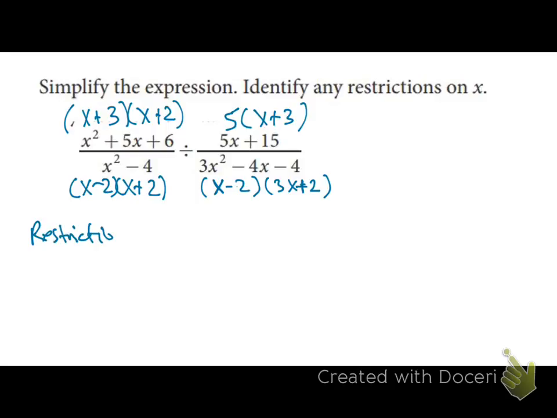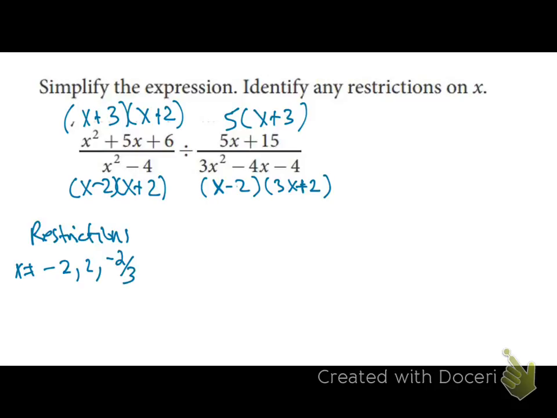Negative 2, I'm trying to figure out how you would get that. X cannot equal negative 2. I don't understand. One more: 2, negative 2 thirds. What about your 3x plus 2? x cannot equal negative 2 thirds. Negative 2 thirds.